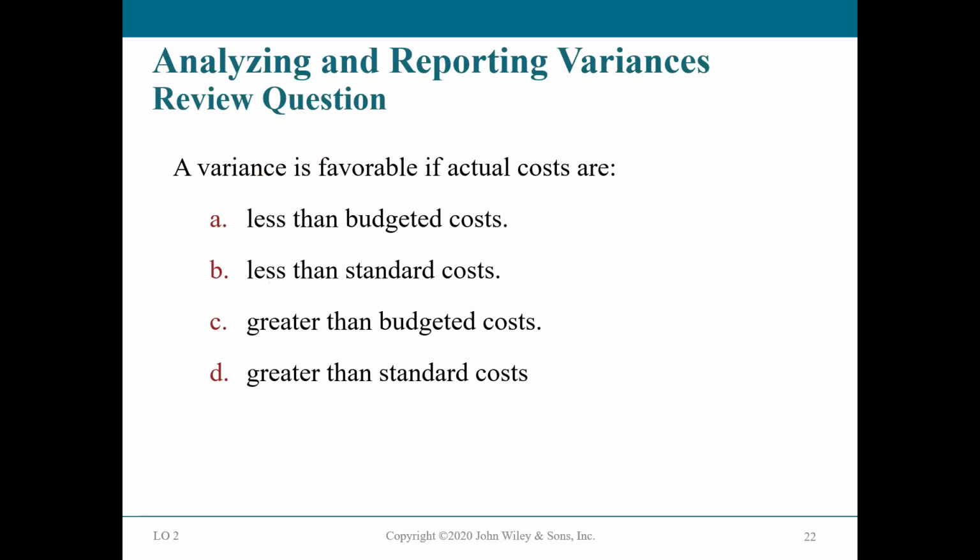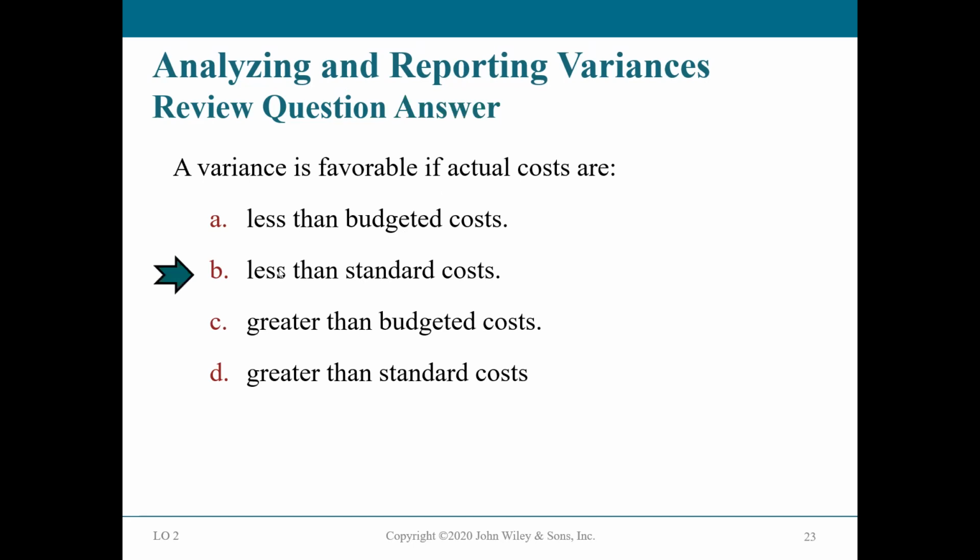So a quick question then, a variance is favorable if actual costs are, which one? Less than budget, less than standard, greater than budget, greater than standard. And remember, this chapter is about standard. So it's either B or D. And if it's favorable, that means actual is less than standard, because our standard costs, our expected costs, were greater than what we actually incurred.